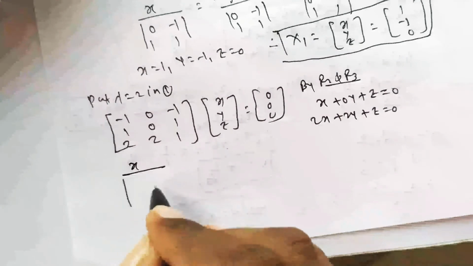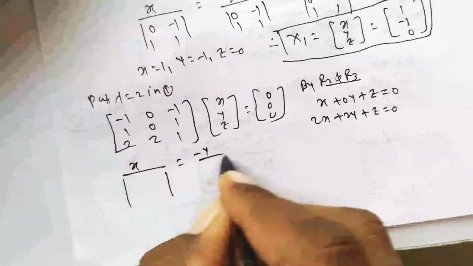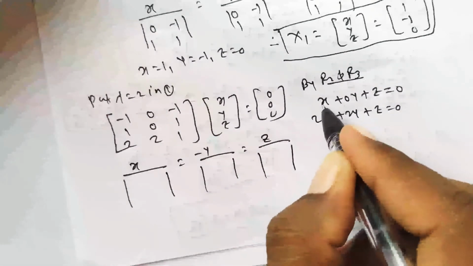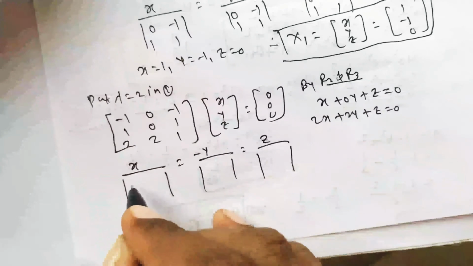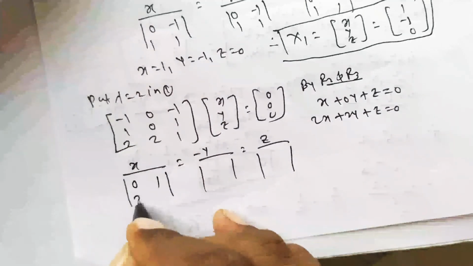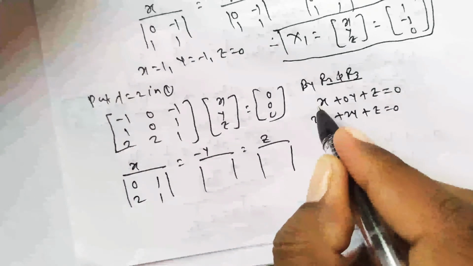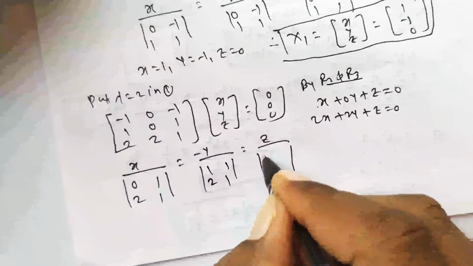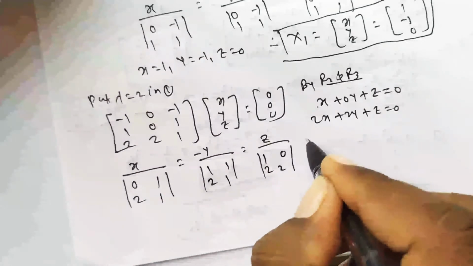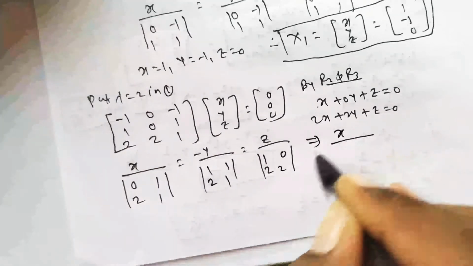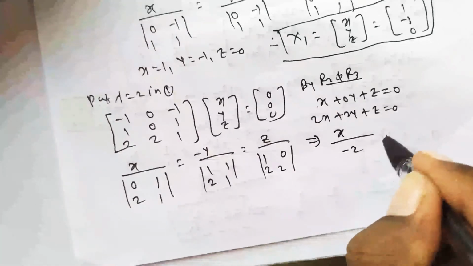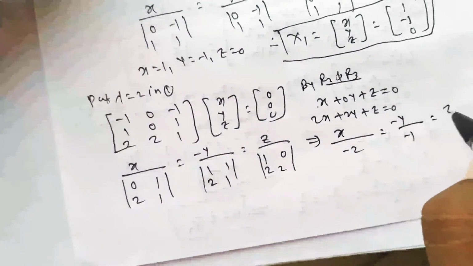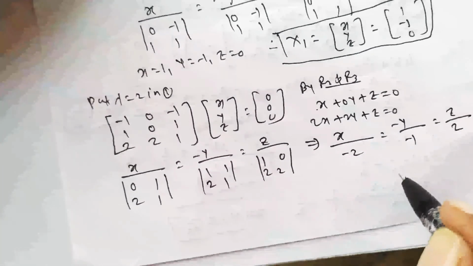So how do we write here: x upon determinant of, is equal to minus y upon determinant of, equal to z upon determinant of. So x upon determinant of coefficients of y and z from the first equation, that is 0 1, 2 1, is equal to minus y upon coefficients of x and z, that is 1 1, 2 1, equal to z upon 1 0, 2 2. So this implies x upon 0 minus 2, equal to minus y upon 1 minus 2, minus 1, and equal to z upon 2 minus 0.